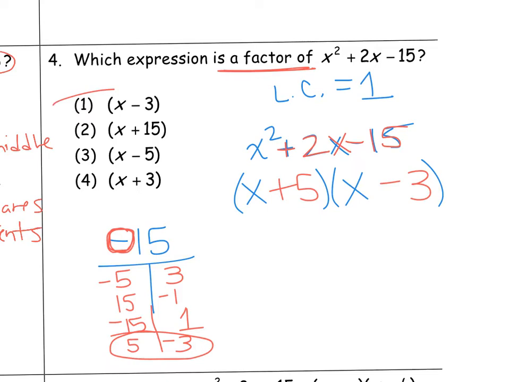Okay? Hopefully that helps clear up factoring with the trinomial. Again, when the leading coefficient is 1, we can jump right to this step. It's a shortcut. Okay, let's take a look at number 5.